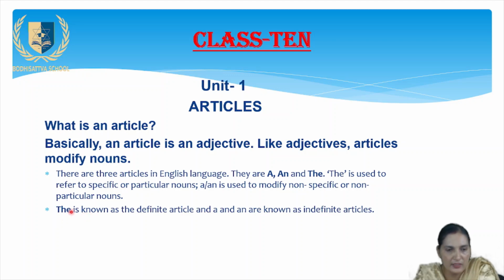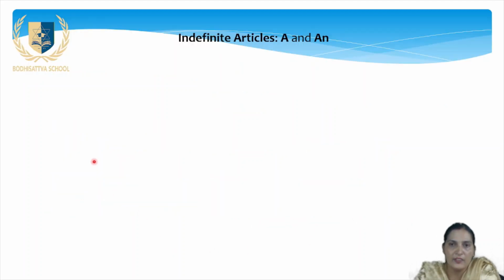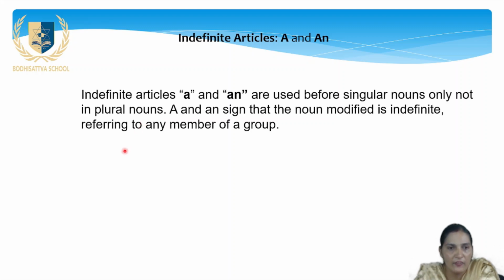We have divided these into definite and indefinite articles. The first one, the, is known as the definite article, and a and an are known as indefinite articles. First of all, indefinite articles. You should know the definition of indefinite articles. Indefinite articles a and an are used before singular nouns, not in plural nouns. They are only used with singular nouns. They are not used with plural nouns.